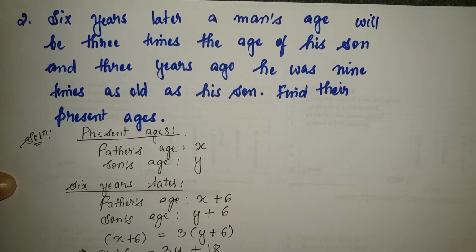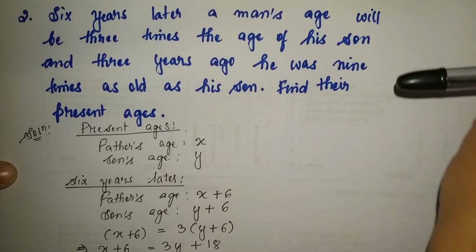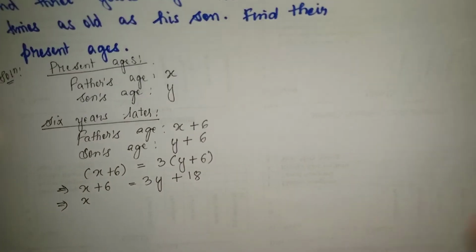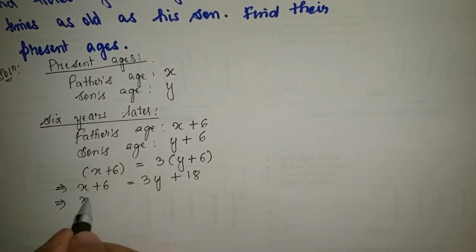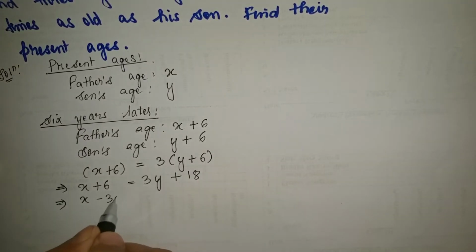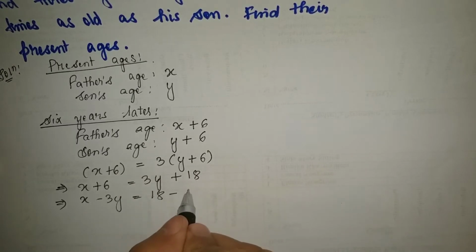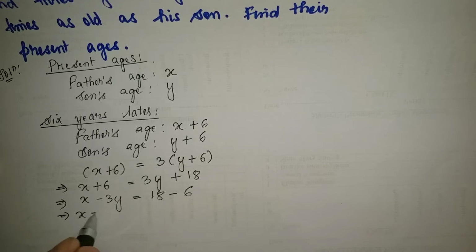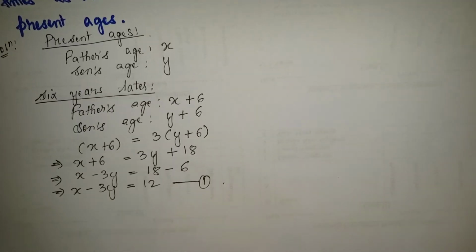Let me take x and y on one side. x minus 3y equal to 18, and take 6 to the other side, it will be minus 6. This implies x minus 3y equal to 18 minus 6, which is 12. This is my first equation.